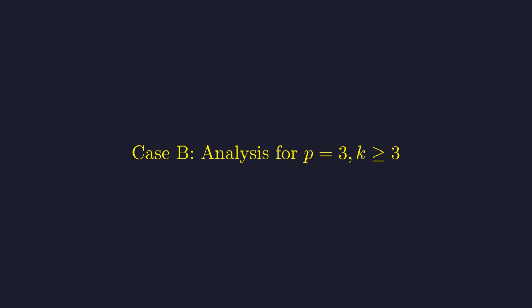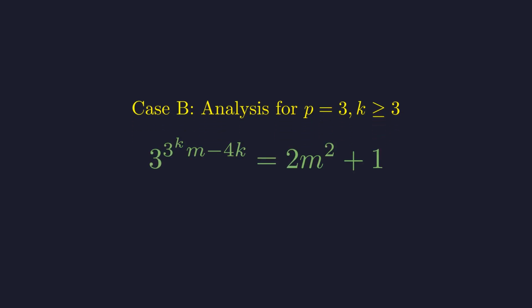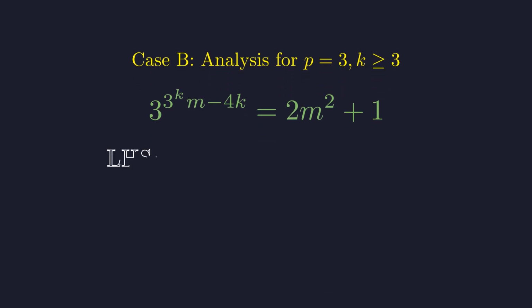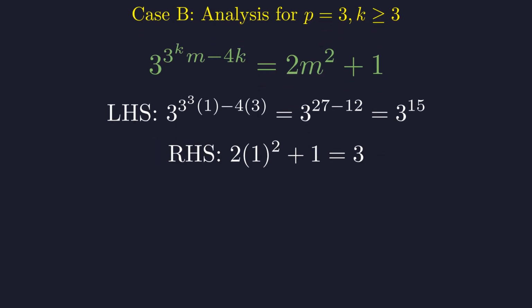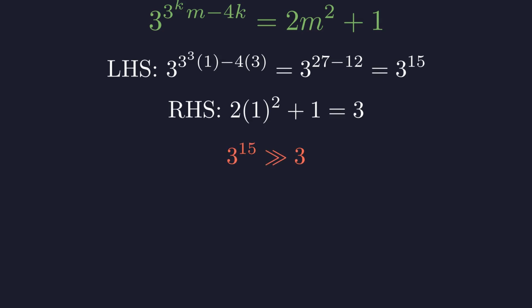Now let's return to p equals 3 and prove there are no solutions for k greater than or equal to 3. This is our equation for p equals 3. We examine the smallest possible case, k equals 3 and m equals 1. The left side becomes 3 to the power of 15. The right side is simply 3. 3 to the 15th is over 14 million. This is vastly larger than 3. For any larger k or m, the disparity only increases. No solutions exist for k greater than or equal to 3.